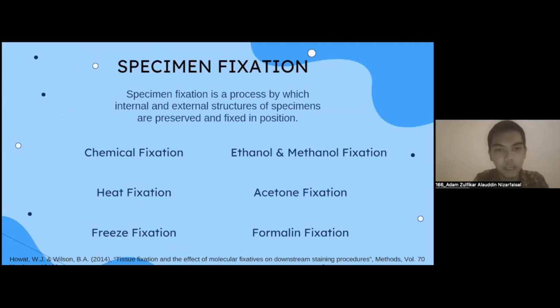Hello everyone, my name is Zulfikar. I'm going to explain about specimen fixation. What is specimen fixation? Specimen fixation is a process by which internal and external structures of specimens are preserved and fixed in position. There are six common methods of specimen fixation: chemical fixation, heat fixation, freeze fixation, ethanol and methanol fixation, acetone fixation, and formalin fixation.